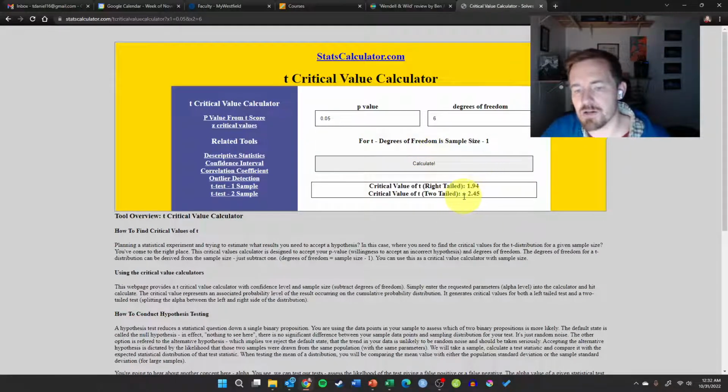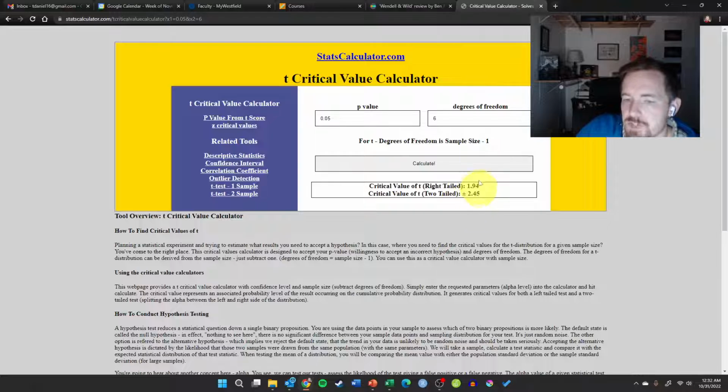So you can see here the two different values that I have, 1.94 and 2.45. Which one should I go with? I'm going to go with the 1.94. But why? This says right-tailed, so why am I doing that? Because this is just a one-tailed test.